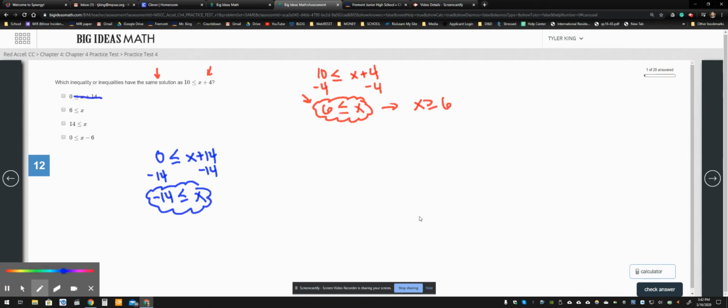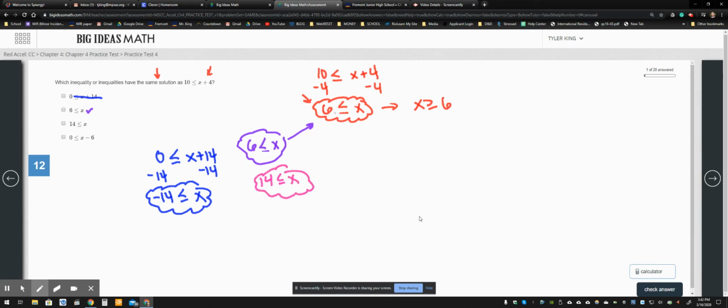Okay, looking at the second one, we're going to have 6 is less than or equal to x, and automatically we should say, well, that's the same as this one right here, so that is going to be one of our choices. Then looking at the next one, we have 14 less than or equal to x. Again, this should automatically be like, nope, because this is a 6 and we're using 14 here, so that one's not going to work either.